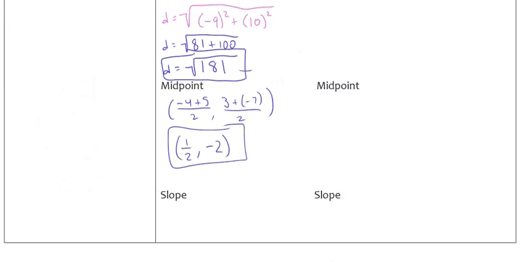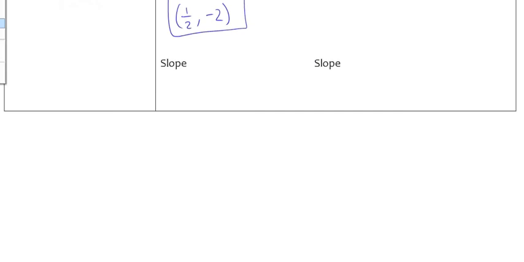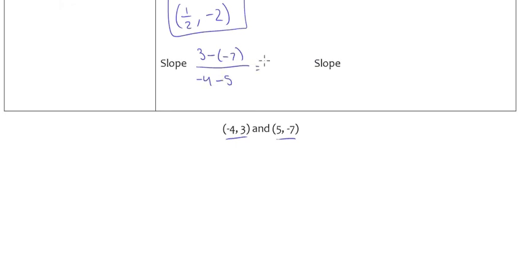Last for this one, we need to find the slope. And so again, the point was -4, 3, and 5, -7. So the slope is the difference of the y's, so 3 minus -7, divided by the difference of the x's, so -4 minus 5. That gives us 10 over -9, so -10 ninths. -10 ninths is your slope. All right, that's the first one.